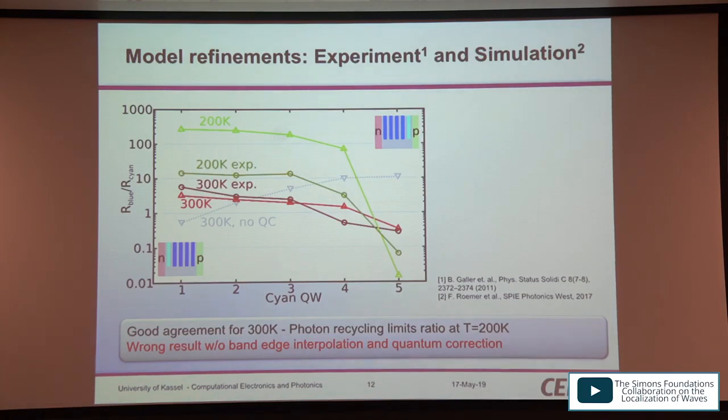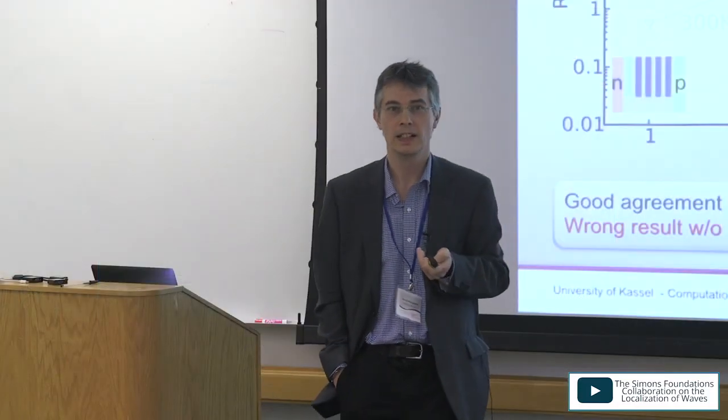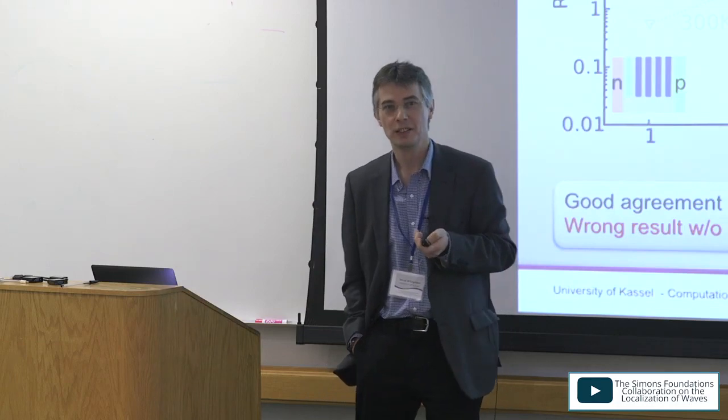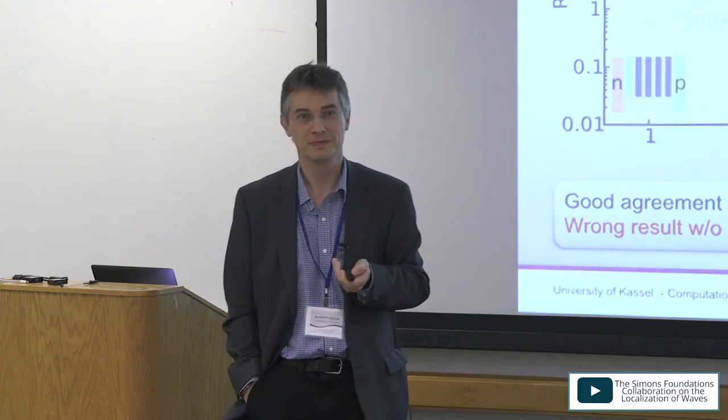I see the words photon recycling. To what extent is it important? Oh, yeah. Actually, I skipped that, but I'm happy to explain. So at 200 Kelvin, we see a bigger difference, and we believe this is due to photon recycling. There's absorption by the cyan from the blue. Yeah. It's quite a small cross section, isn't it? True.